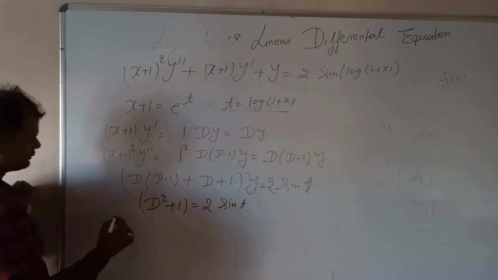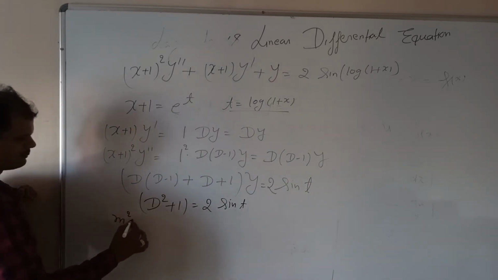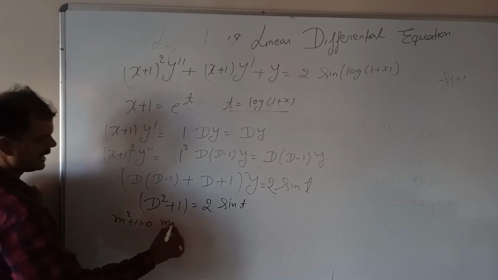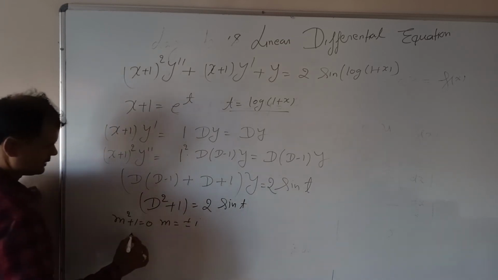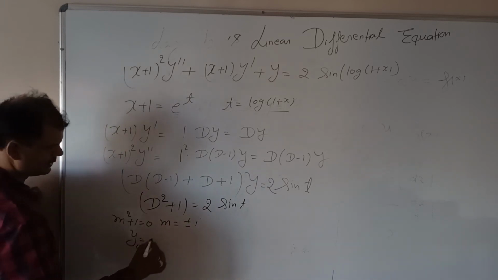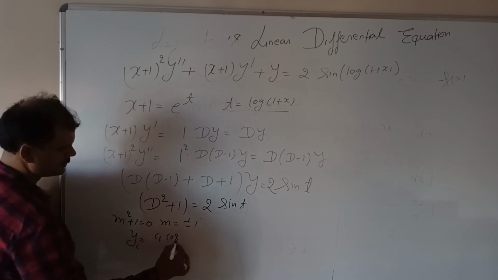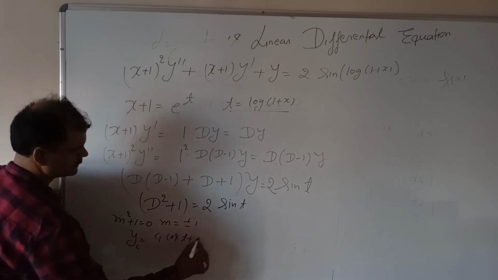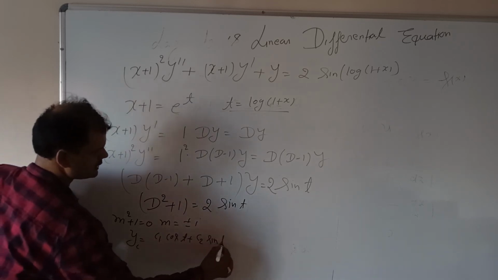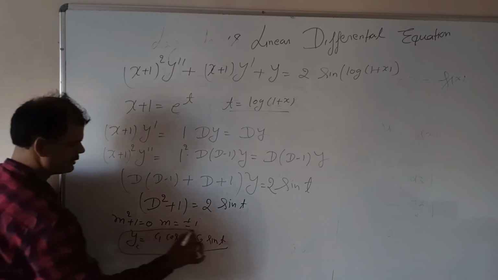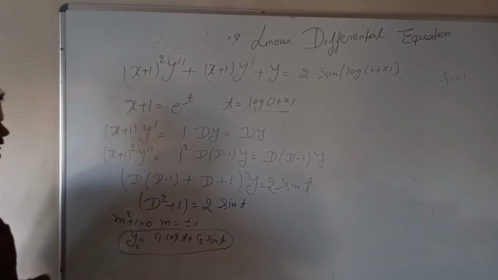So the auxiliary equation will be m² plus 1 equal to 0, m equal to plus minus i. So the complementary function will be c1 cos t plus c2 sin t.